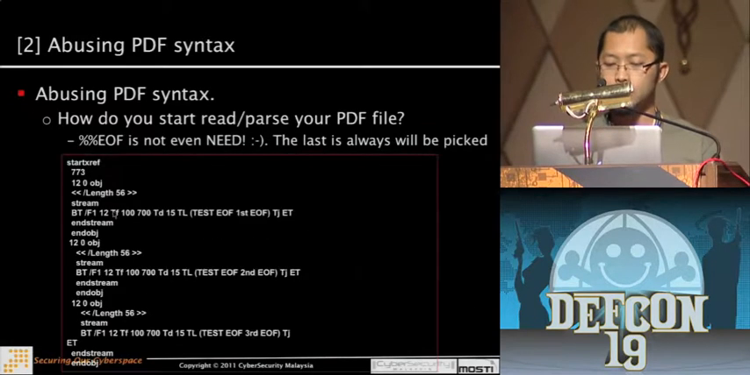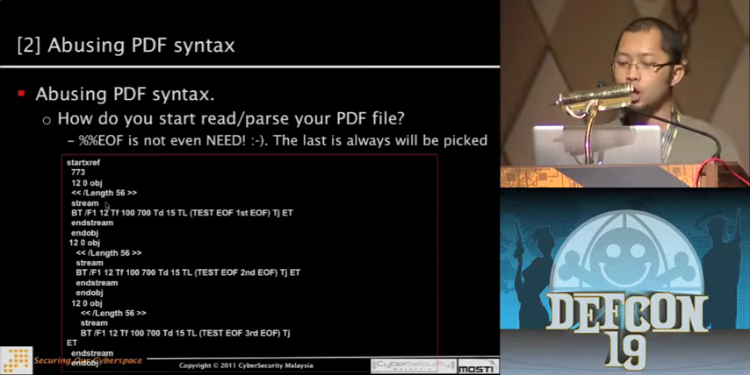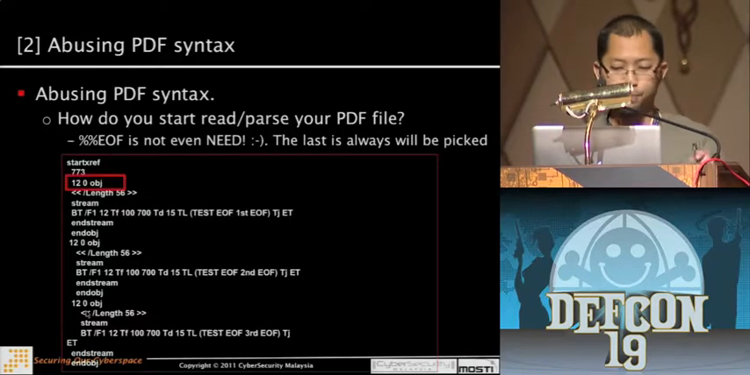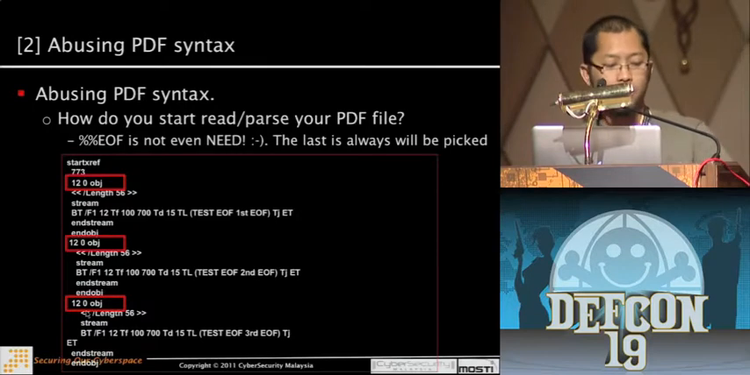So like I said, this one is the declaration for object 12. The last object 12 will always be executed. Okay? So this is the one. The last one will always be used by a PDF reader.